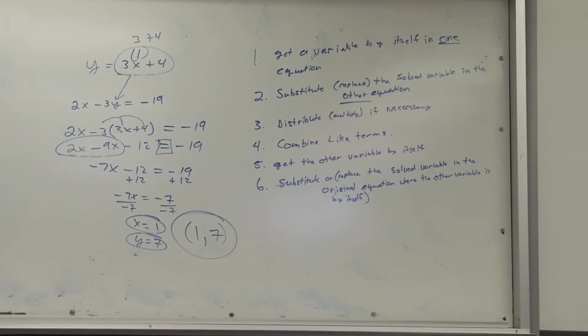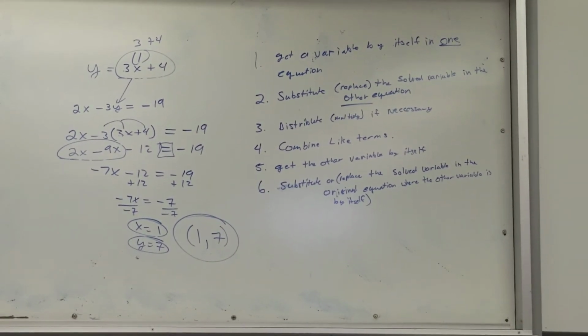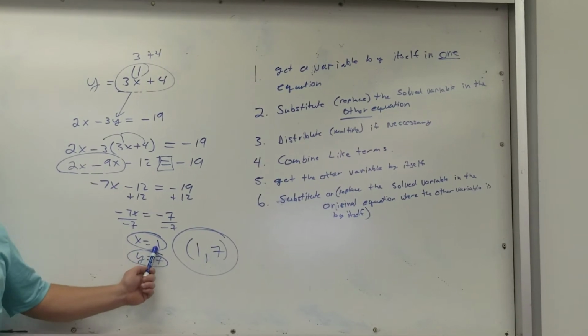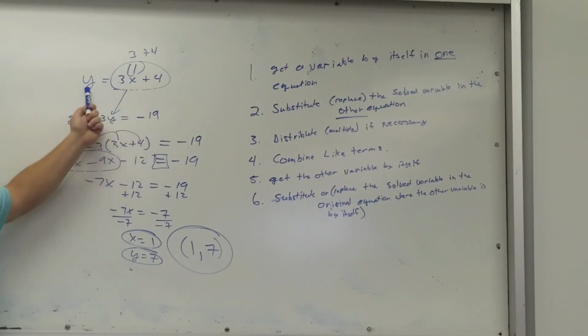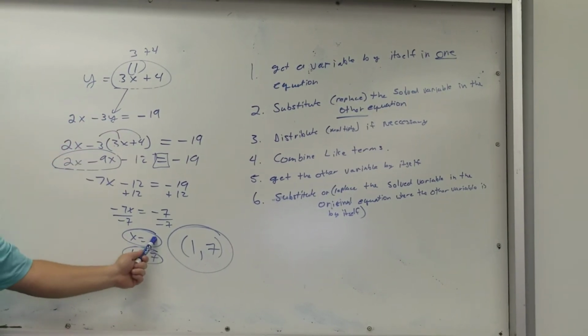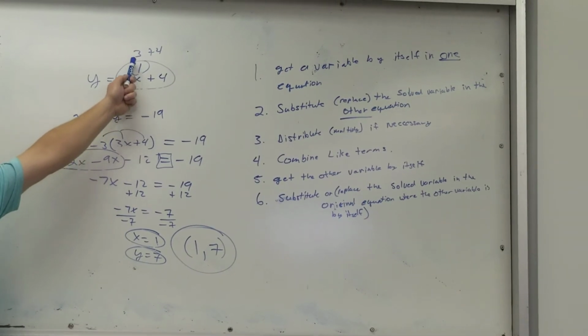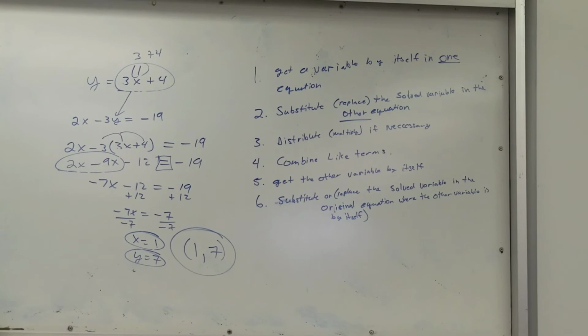Wait, how did you get 7? How did I get 7? I took the 1. You with me, Gannon? No. I plugged it into the original equation that was solved for y. Oh, because x is 1. Okay. So I'm substituting right here. What's 3 times 1? 3. 3 plus 4. 7. That's how I got the 7. That's not hard.